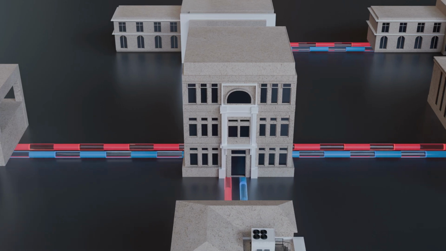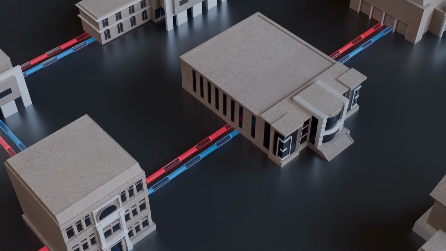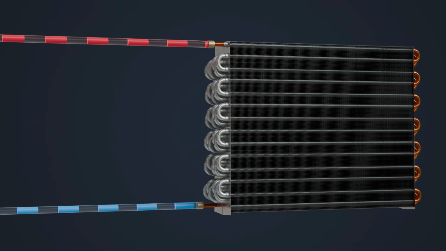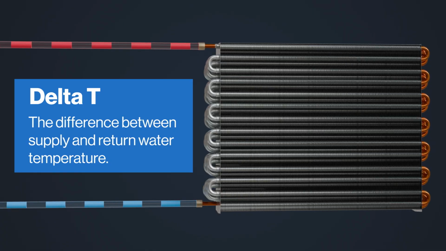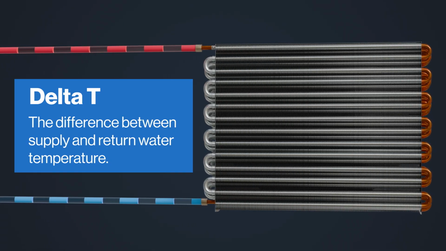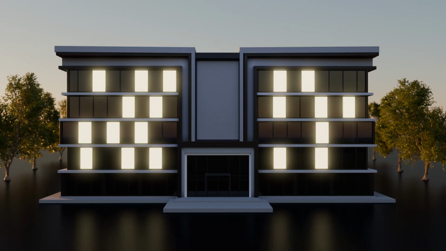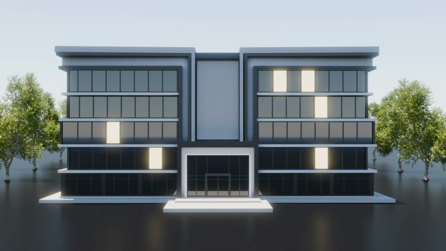Every hydronic heating and cooling system is intended to transfer and move heat efficiently. One of the easiest ways to measure that efficiency is delta-T. Delta-T is simply the difference between supply and return water temperature. A high delta-T means a better heat transfer rate, and more heat moves throughout the system with every unit of water.